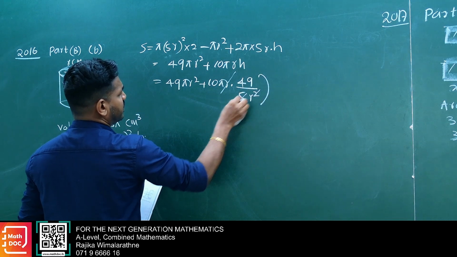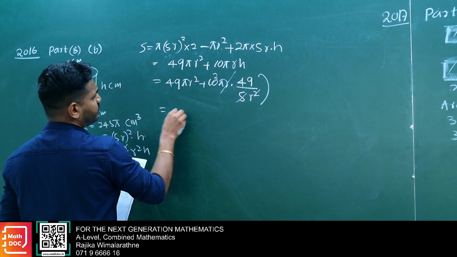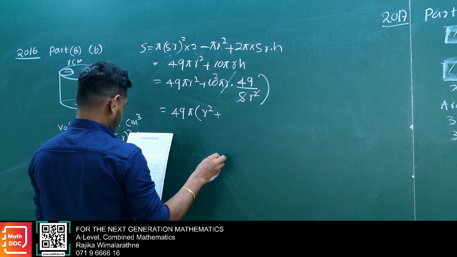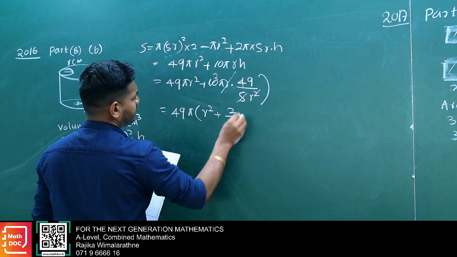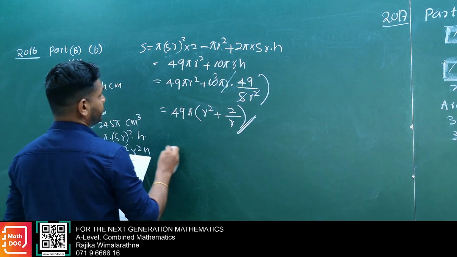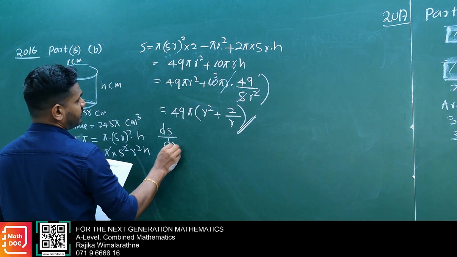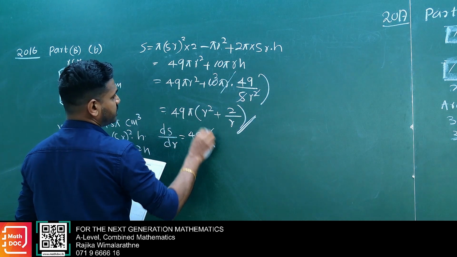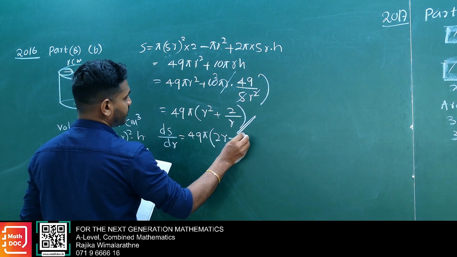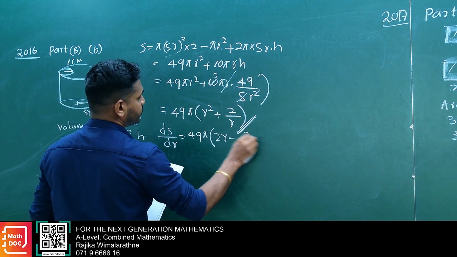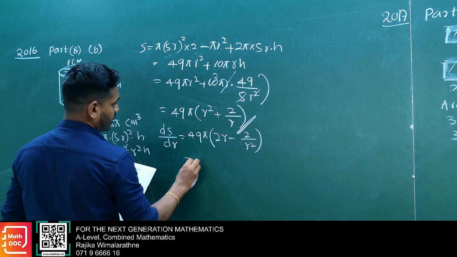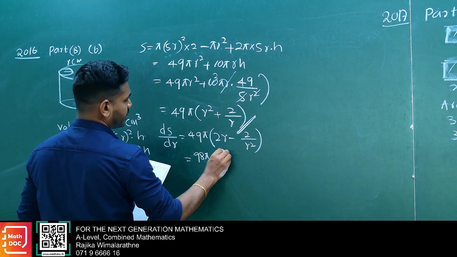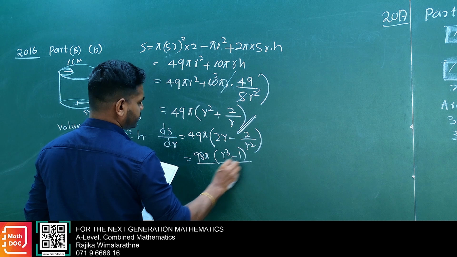Cancel r. Then take 49 pi outside: r squared plus 2 over r. Now differentiate. ds divided by dr: here 49 pi is constant, the derivative of r squared is 2r, minus the derivative of 2 over r, which is 2 over r squared. Take 2 outside: 98 pi, r cube minus 1 over r squared.